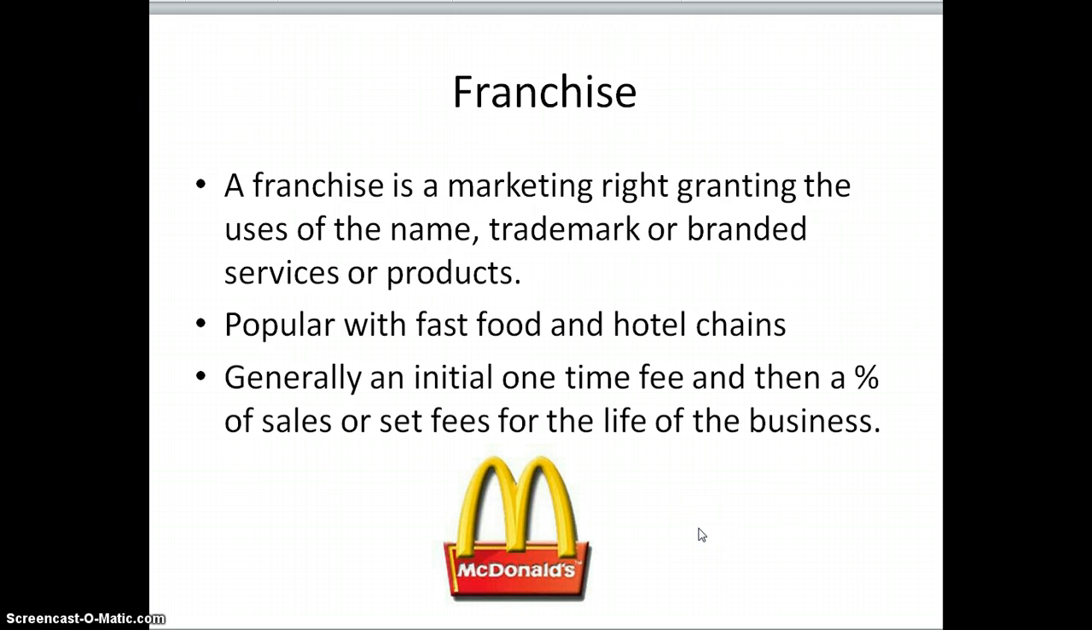Generally, there's an initial one-time fee with a franchise and a percentage of sales or set fees for the life of the business. So with a franchise, you may have to put down a large amount of money to start and then give them a fee every month. But it does have usually less risk because the franchisor, like corporate McDonald's, won't allow you to do it unless they feel that you're going to be successful. So generally less risk.